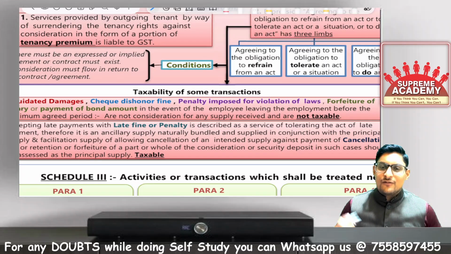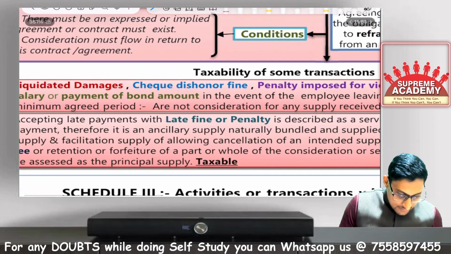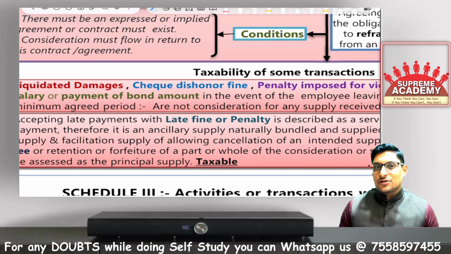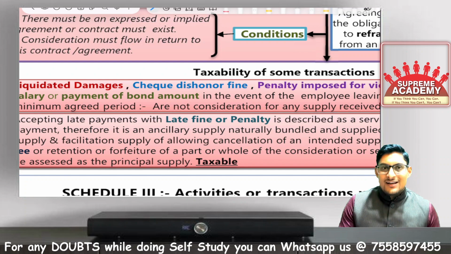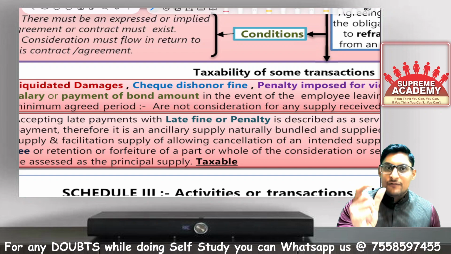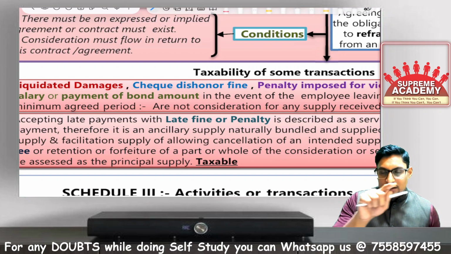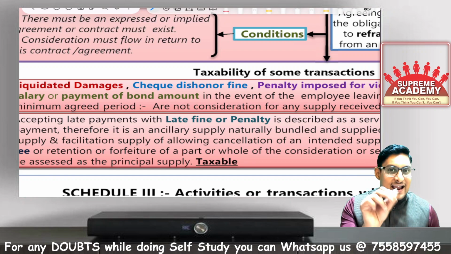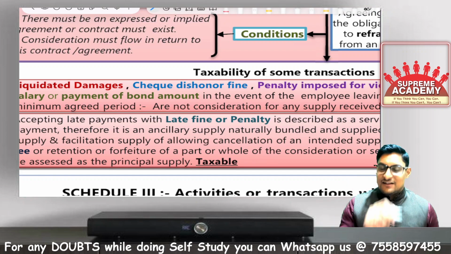Sir, can you give an example of something taxable? Yes, of course. Late fine. For example, you are filling the examination form, and that too after the dates have closed. So what will the institute impose on you? Late fine, examination late fee. Yes. And when you are filling the form and paying that late fee, there is a check box on which you tick that I agree to the above terms and conditions.